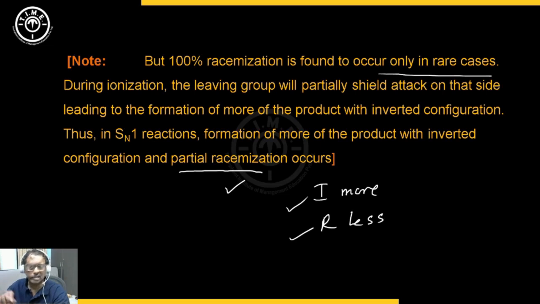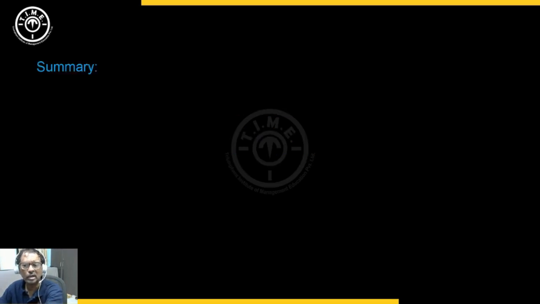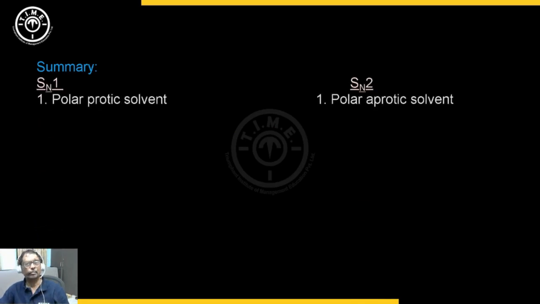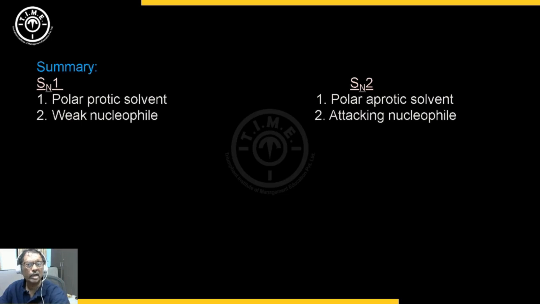Now, having done all these things, we will now be in a position to take up the summary of differences between SN1 and SN2. Now, the first point is what? A polar protic solvent is used in SN1 because it has to stabilize the ions formed. Whereas a polar aprotic solvent is used in SN2 because the nucleophile has to be left free for it to attack the substrate or the reactant. Now, we have a weak nucleophile. We don't have an attacking nucleophile in SN1, but in SN2, we'll have an attacking nucleophile.